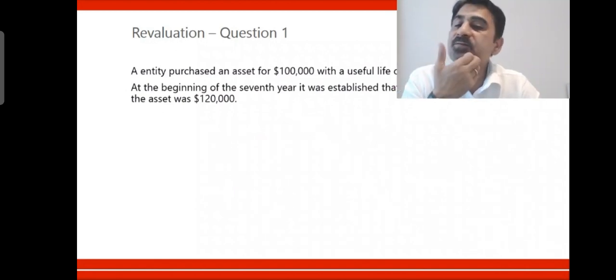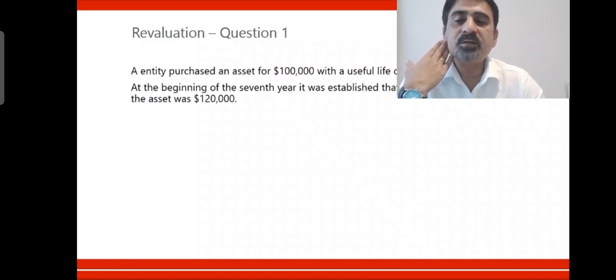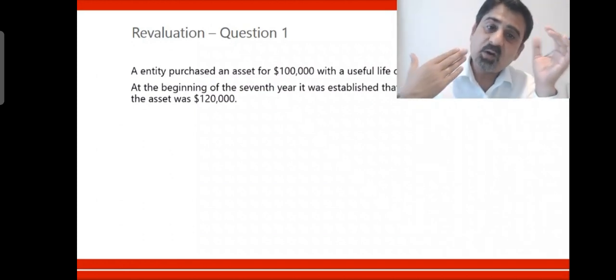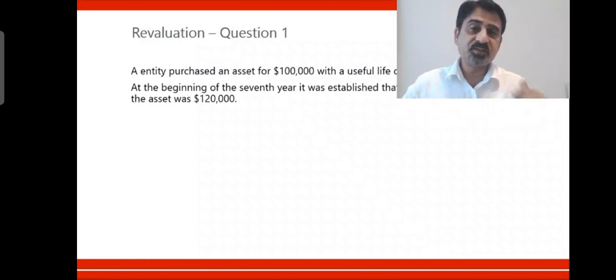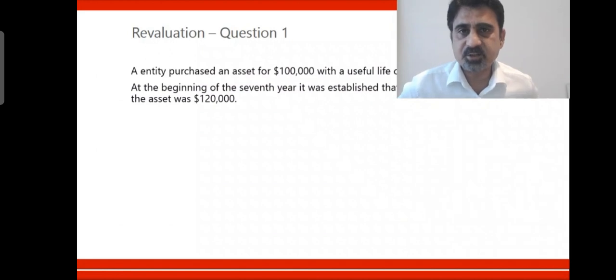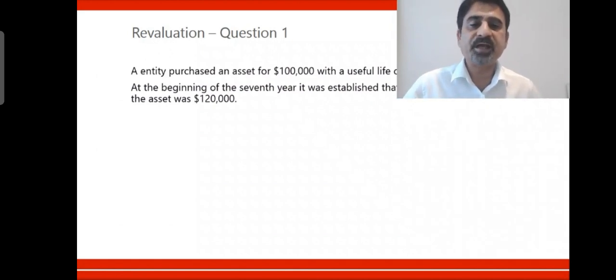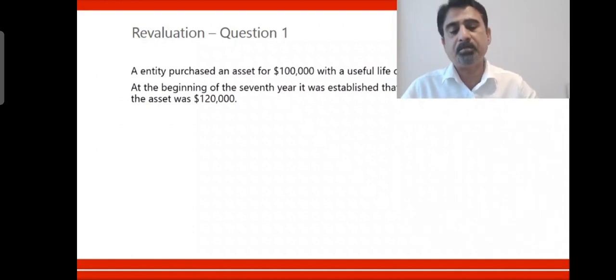At the beginning of the 7th year, it was established that the fair value of the asset was 120,000. So now after using the asset for 6 years, at the beginning of the 7th year, so the 7th year has not yet finished, just the beginning of the 7th year, you realize that the market value of the asset was 120,000. So it is way up or way different than your balance sheet value.